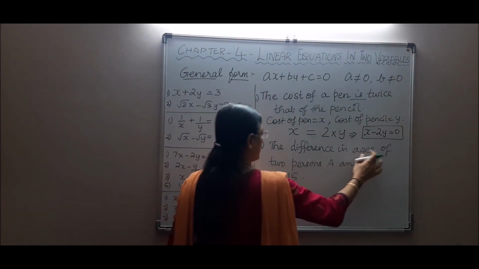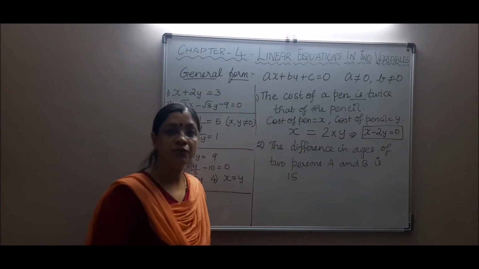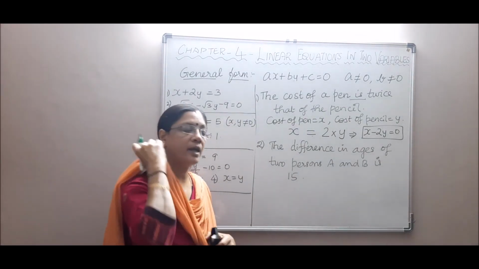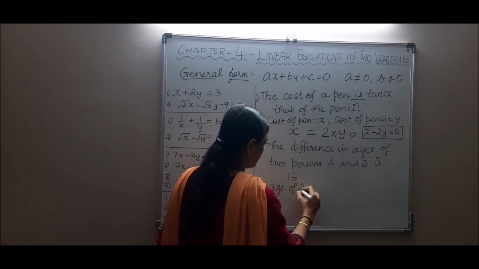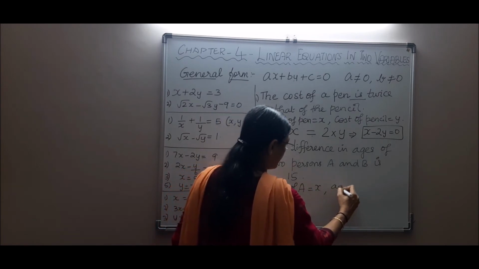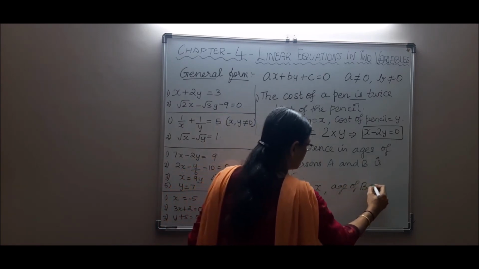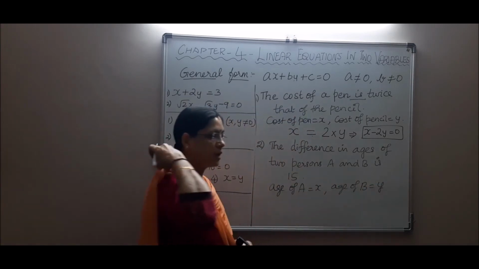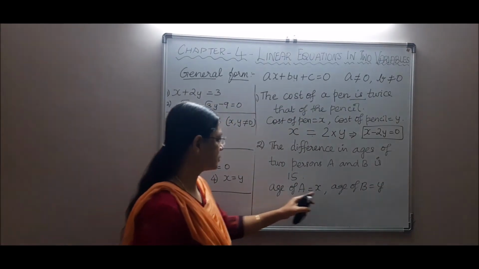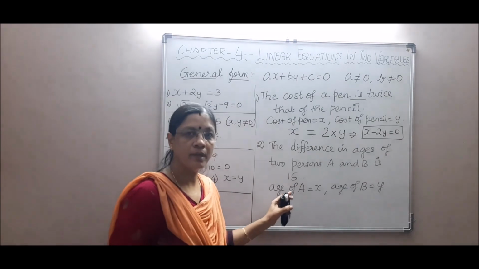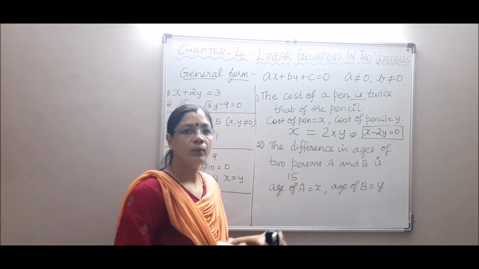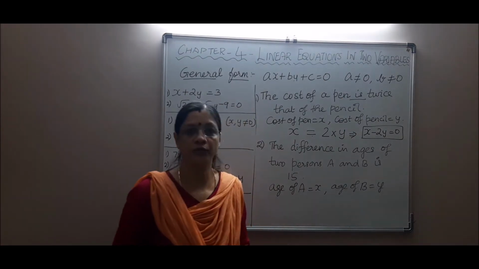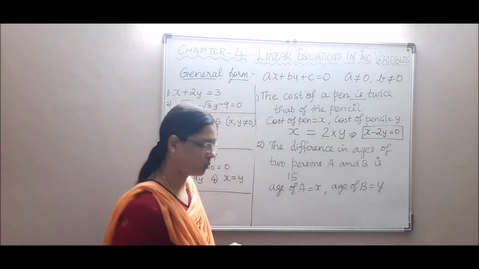The difference in ages of two persons A and B is 15. So let us take the age of A to be X and the age of B to be Y. I hope you understood this. Age of A to be X and age of B to be Y, because we don't know the ages. So we represent those ages of the two persons as X and Y.